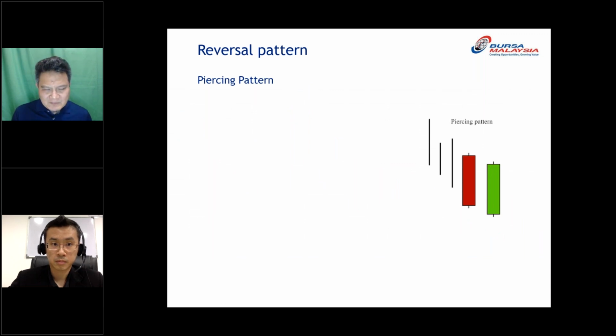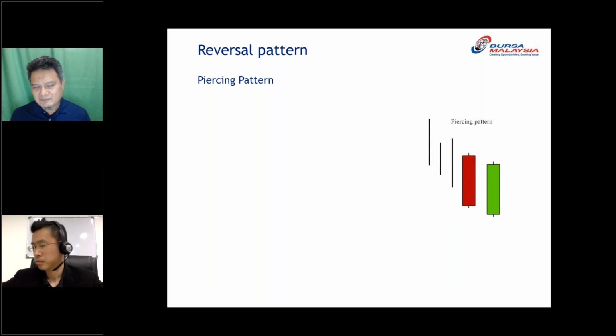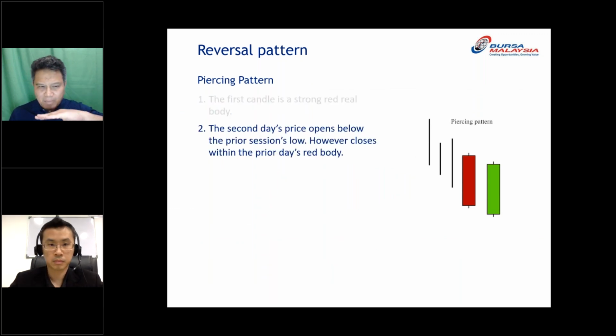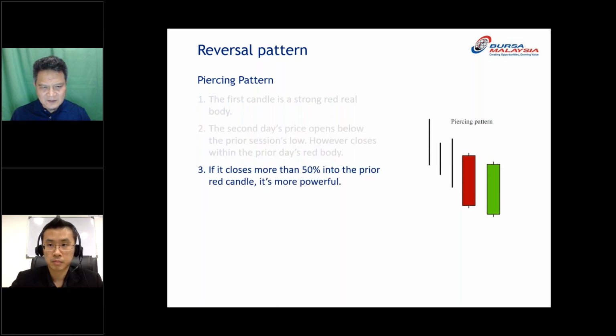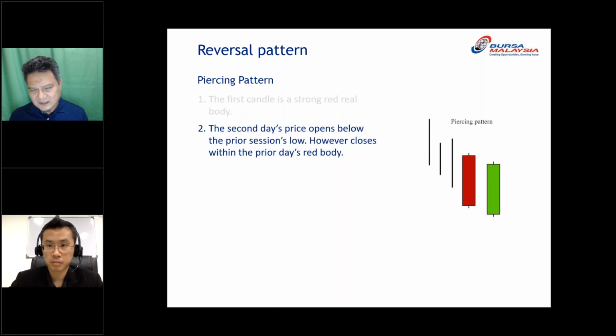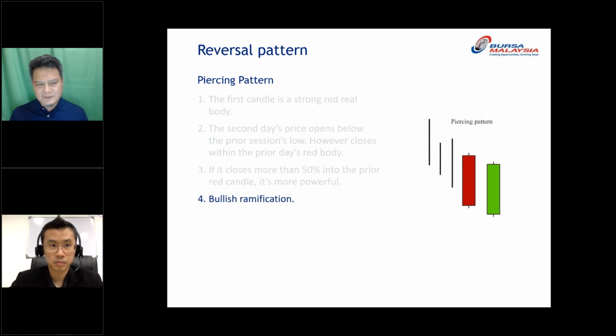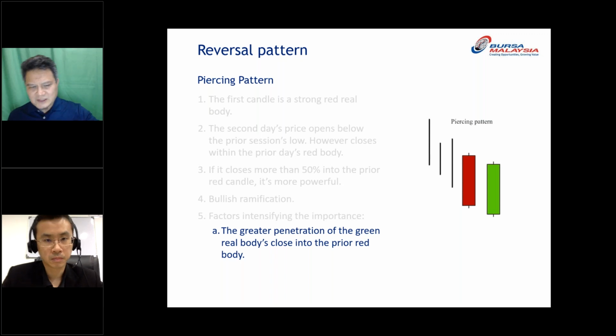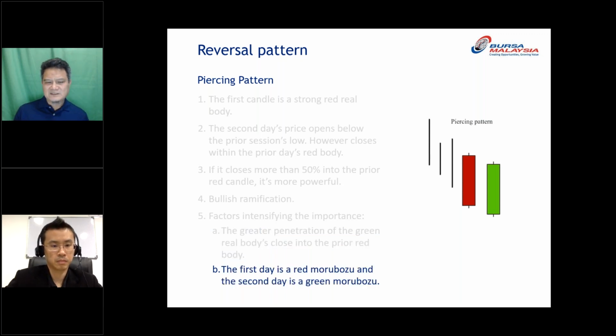The difference with piercing, you see, the piercing is at the bottom, which means that it is at the beginning or at the trough basically. Okay, so you can see the piercing here. There's a piercing. You see that the first candle is a red candle, which means the market must be going down. And then after that, the second candle is green or white, and it closes more than 50%. There's a bullish indication, and also the greater the penetration, the stronger the signal.